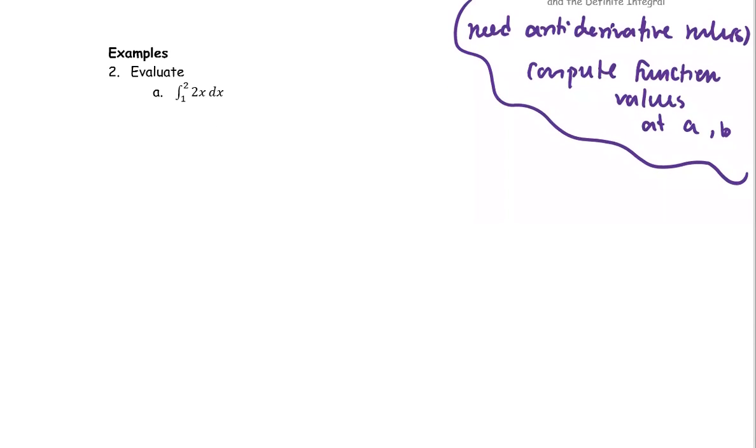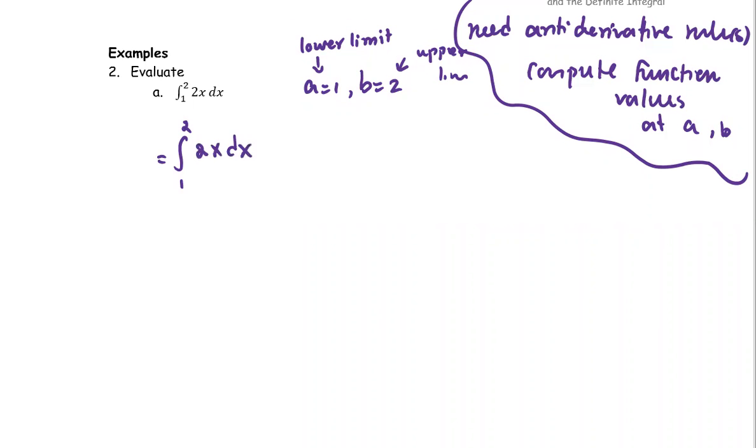So for the first example, you have the point A as 1, the point B as 2. A is called the lower limit, and B is called the upper limit because it's the upper portion. Now, first step, we're going to find the antiderivative. So I'm going to set it up down here, in the bigger one: the integral of 2x dx.